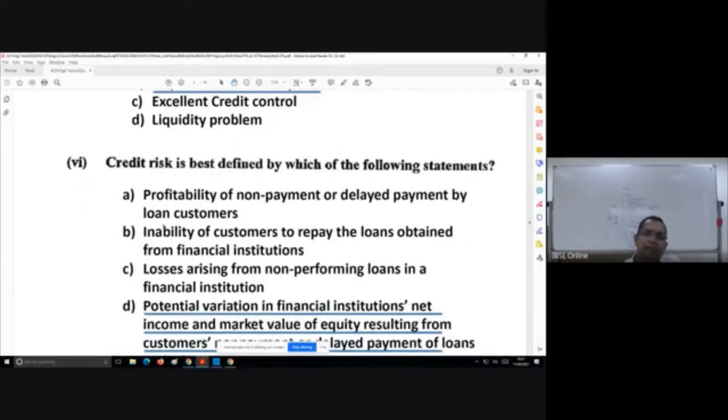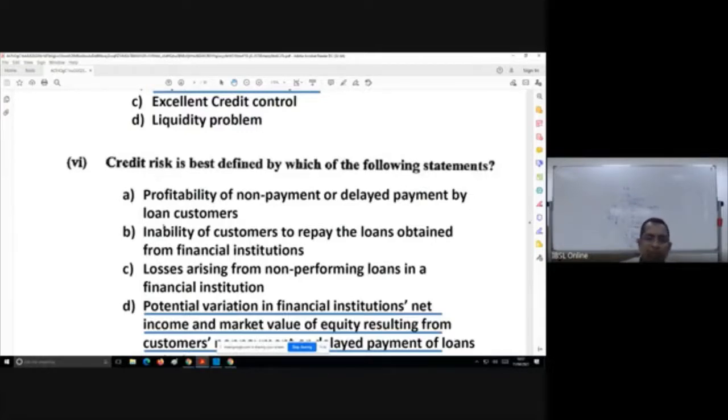Credit risk is best defined by which of the following statements? Credit risk is: will my customer pay me back as agreed? When they don't pay, my profitability and the value of the company fluctuate, right? Probability of non-payment or delayed payment by a loan customer. Delayed payment is not credit risk, that is liquidity risk. Inability of customers to repay the loan obtained from a financial institution.